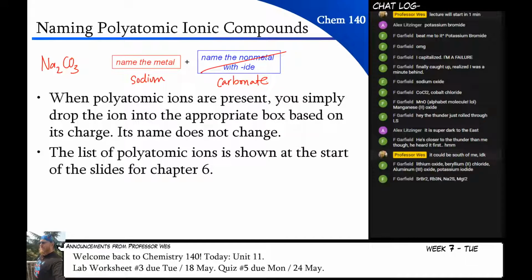Now, where are the polyatomic ions? They are on the list of ions at the beginning of Unit 6, according to this slide. I believe it's the beginning of Unit 6. Let me go double check that, just to make sure that I'm giving you the correct information.